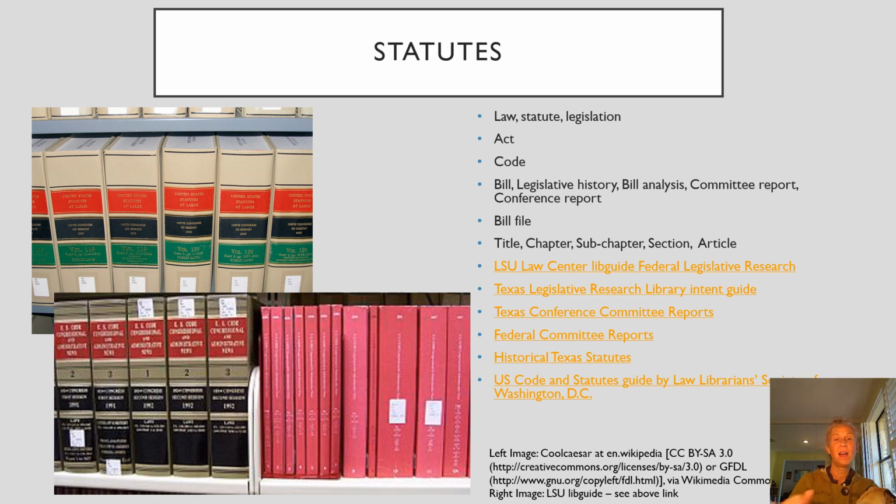So the process of the code, so the law, statute, legislation, act, code, those are all like the law, right? And then the process documents, they can be called a bill. So it's kind of pre-law: legislative history, bill analysis, committee report, conference report. Those are the sort of intermediary products. They don't have the weight of law. And those are all gathered in what's called a bill file. And it used to be a file, right? It used to be a file folder. Now it's just an electronic kind of package.